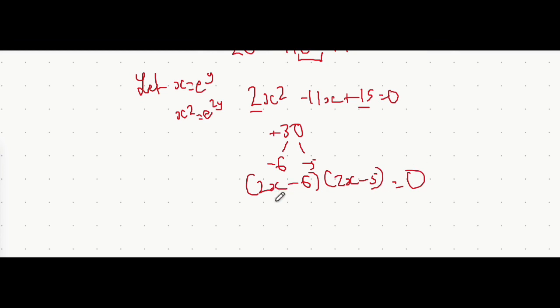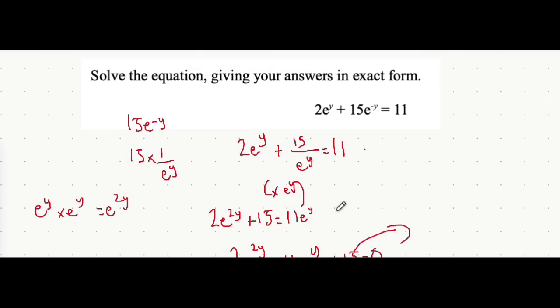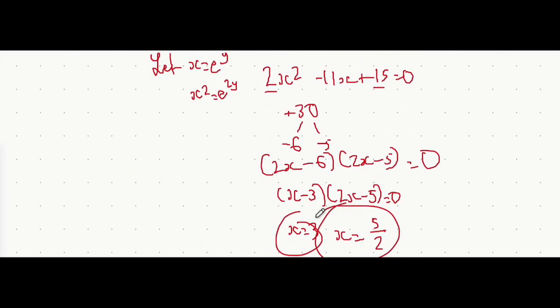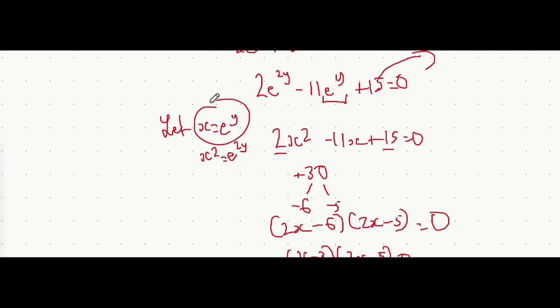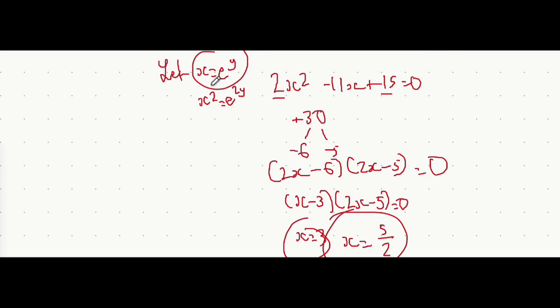So here, this first bracket, everything's divisible by 2, so let's divide everything by 2. This second bracket, you can't really divide by anything, so we just leave it as it is. Now the first bracket equals 0 when x equals 3, and the second bracket equals 0 when x equals 5 over 2. So those are your two solutions for x. Once you've got those two solutions, do remember that we introduced x as e to the y just earlier on. We don't want solutions to x, we want solutions to y. Once you've got those solutions for x, we're going to replace it with e to the y. And we can say that e to the y can either equal 3 or it can equal 5 over 2.